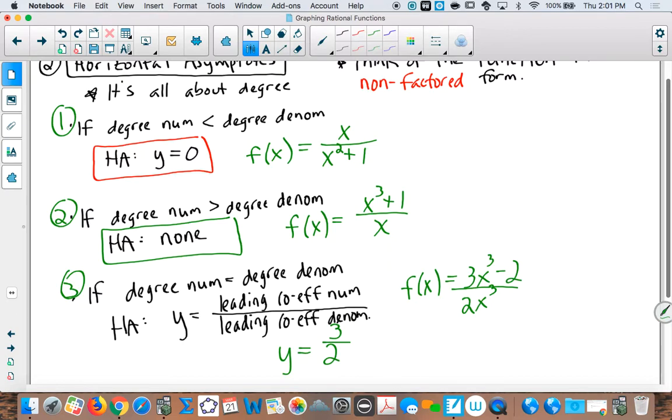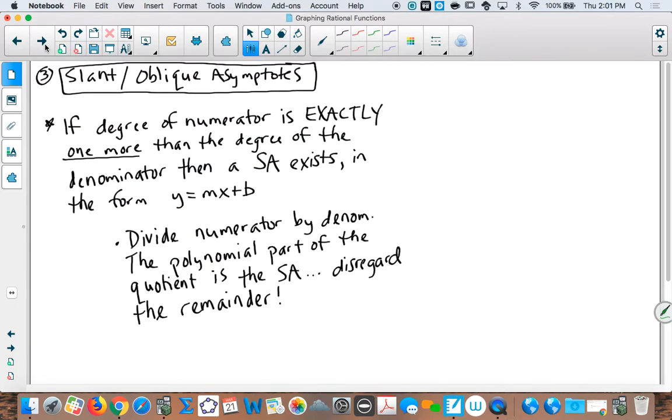Okay. So the last type of asymptote is our slant asymptote. Now these happen when the degree of the numerator is exactly 1 more than the degree of the denominator. So the first thing I'm going to ask you is this. If the degree of the numerator is exactly 1 more than the degree of the denominator, is there a horizontal asymptote?